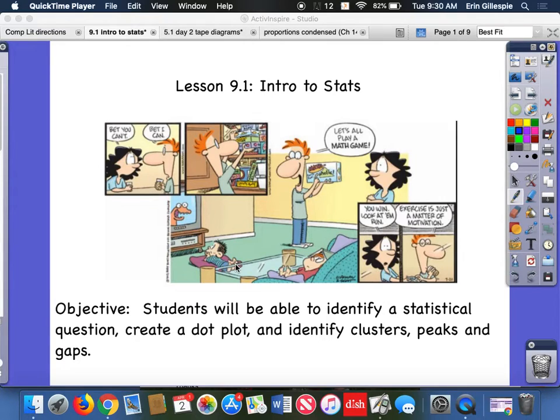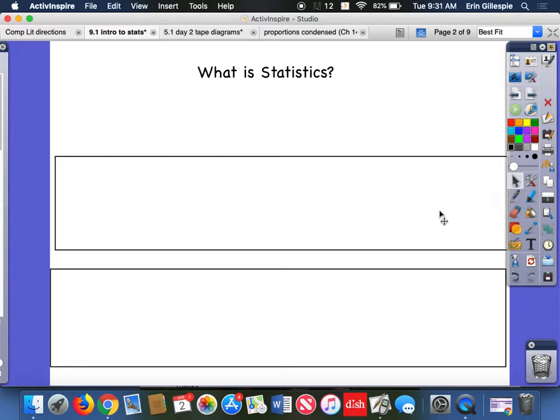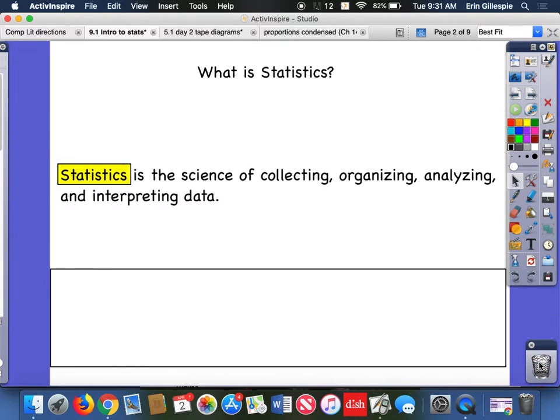So today we're going to identify what a statistical question is. If you guys remember, we talked about that a tiny bit right before your IAR test. You're going to create a dot plot, and within that dot plot, it'll identify some clusters, peaks, and gaps. So make sure you have your notes ready to follow along here. We've got two definitions you guys are going to fill out.